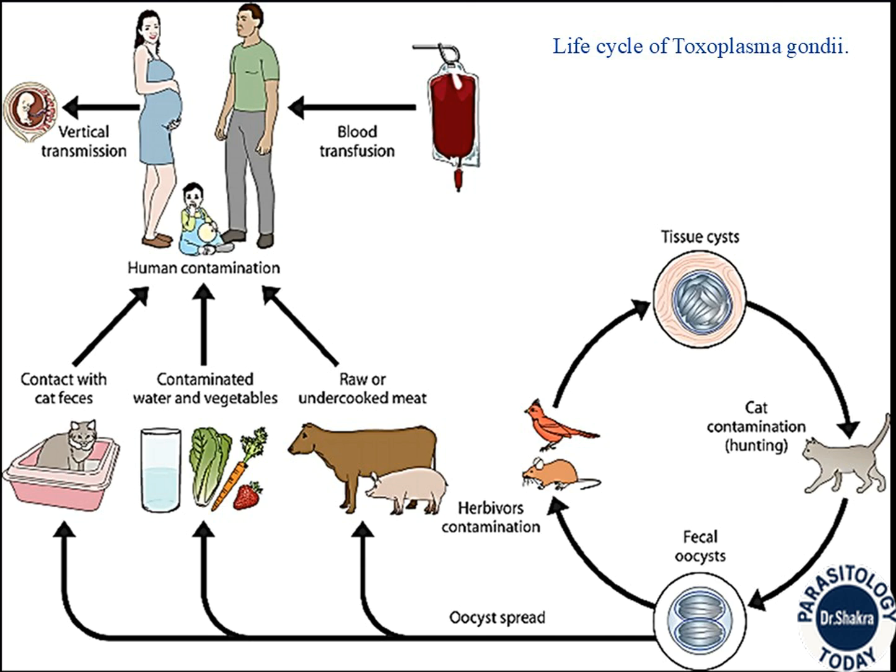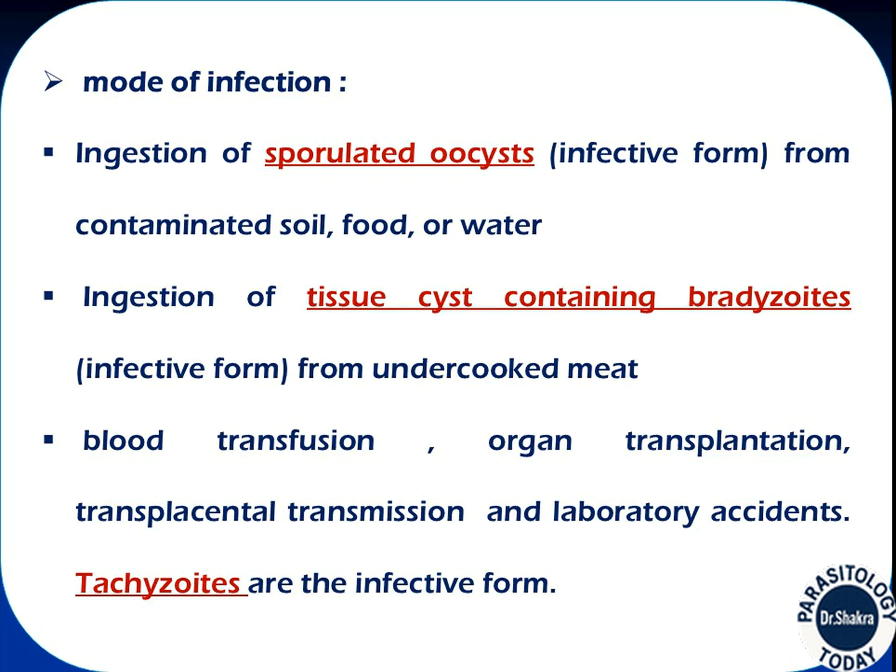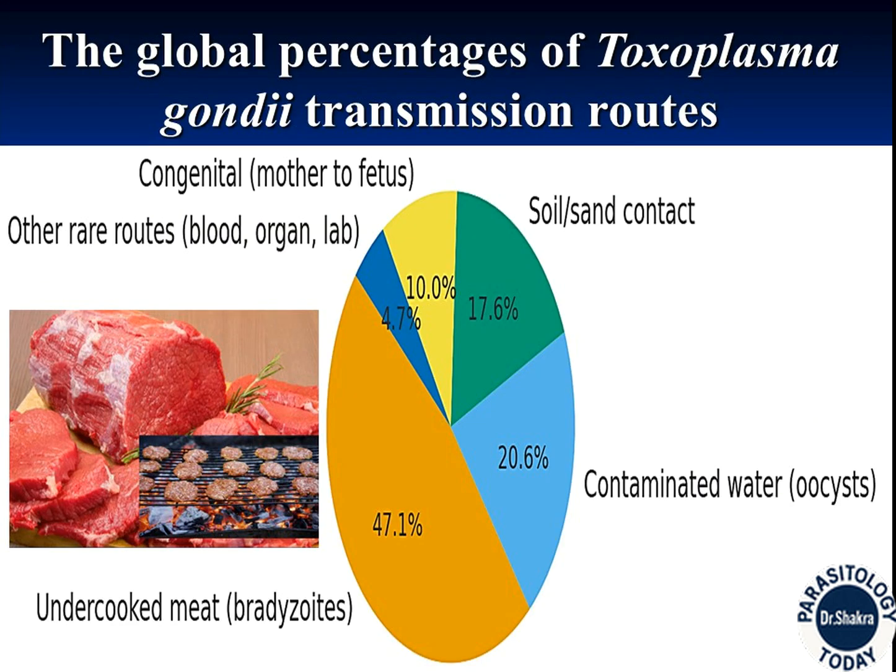3. Blood transfusion and organ transplantation. Tachyzoites, the actively dividing forms, can be transmitted through infected blood or transplanted organs. 4. Transplacental transmission. If a woman becomes infected during pregnancy, tachyzoites can cross the placenta and infect the fetus, causing congenital toxoplasmosis. 5. Laboratory accidents. In rare cases, laboratory workers may become infected when handling infectious materials. Globally, transmission occurs mainly through undercooked meat, followed by contaminated water or soil.